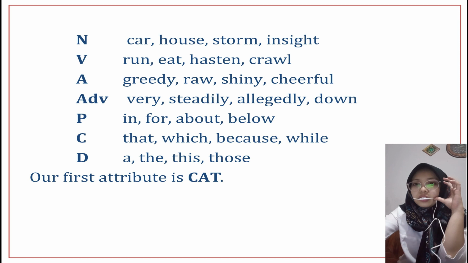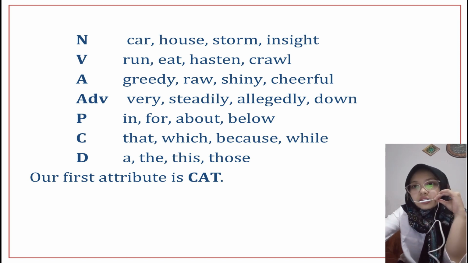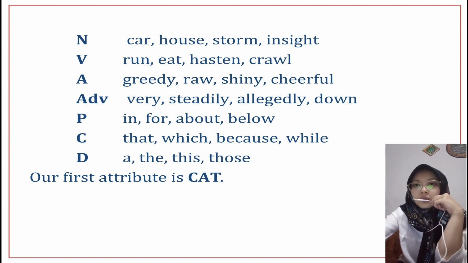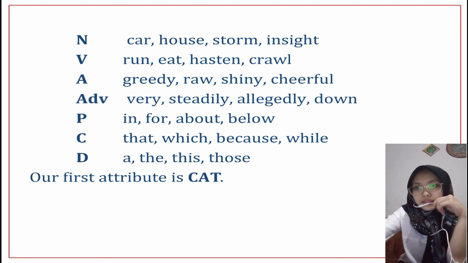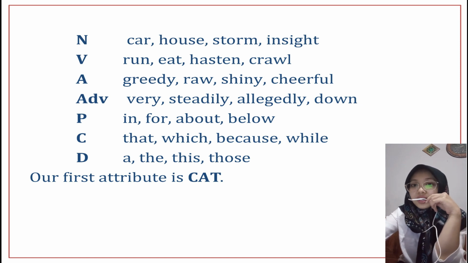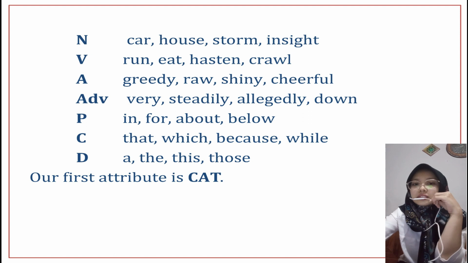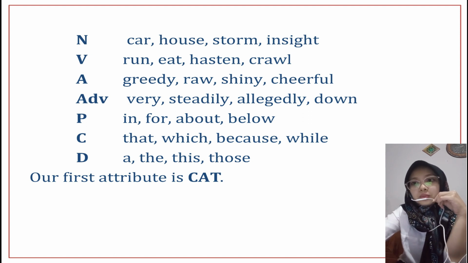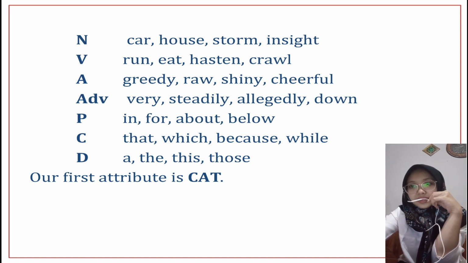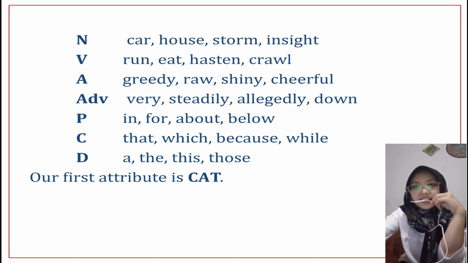Look at the examples here. Noun: example words are car, house, storm, inside. Verb: run, eat, hasten, and crawl. Adjective words are greedy, raw, shiny, cheerful. Adverb words are very, steadily, down. And prepositions, for example: in, for, about, below. Complementizers: that, which, because, and while. Examples of determiners are a, the, this, and those.